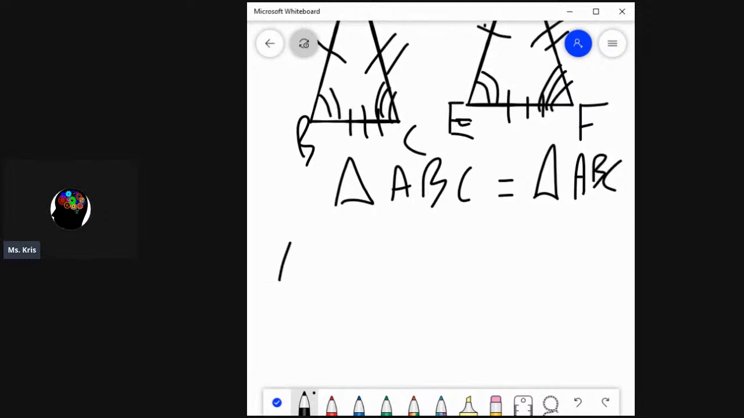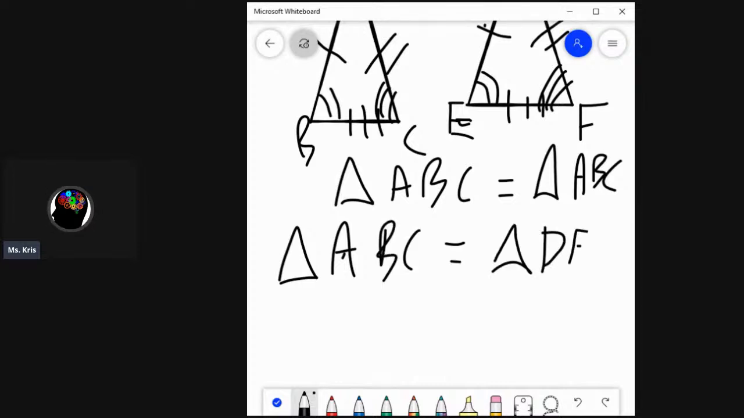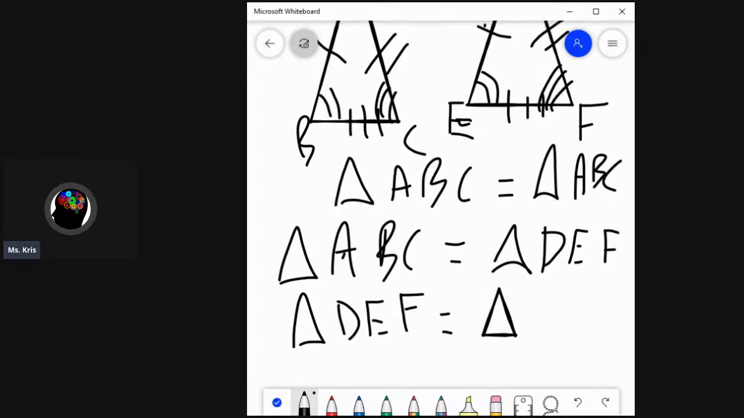If triangle ABC is equal to triangle DEF, then triangle DEF is equal to triangle ABC based on symmetric property. Or if A equals B, then B equals A. Symmetric property.